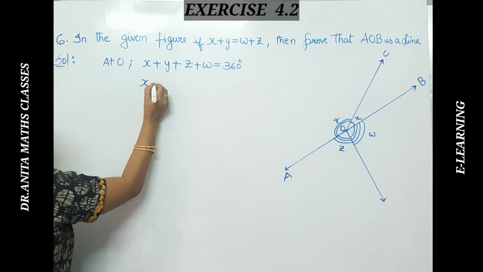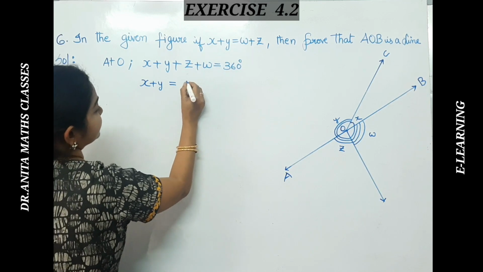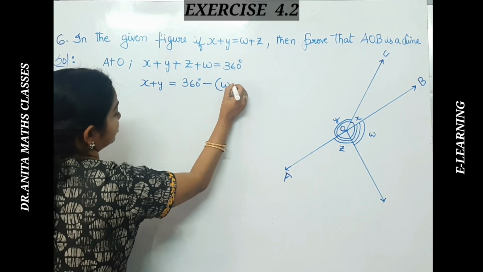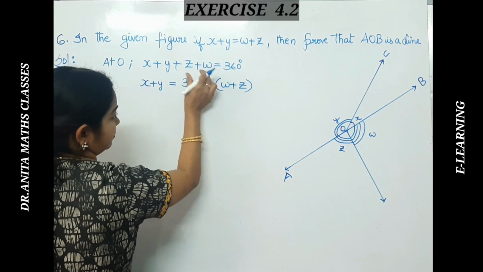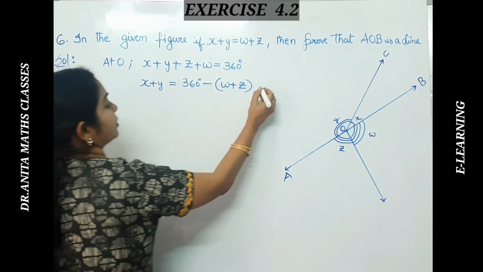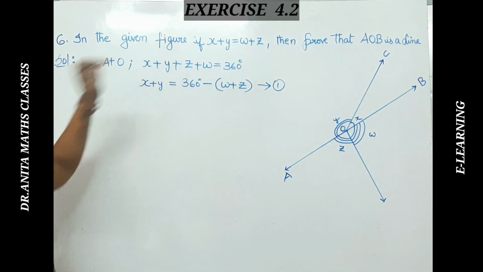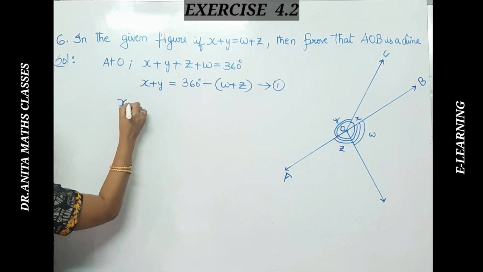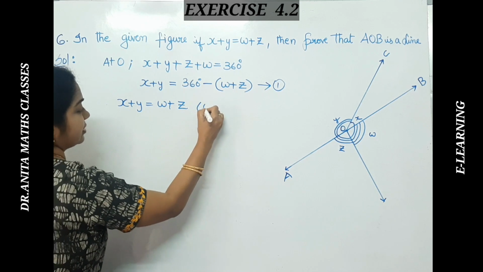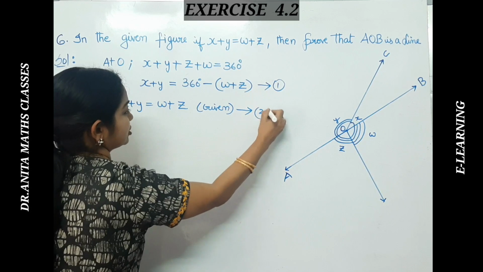Here we can write it as x plus y is equal to, I'll club this, w plus z here. If I shift it to the other side, it becomes negative. So this is equation 1: x plus y equals 360 minus (w plus z). And we have a condition that x plus y is equal to w plus z. This is given in the question. Let me suppose this as equation 2.